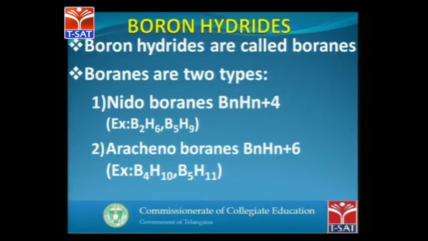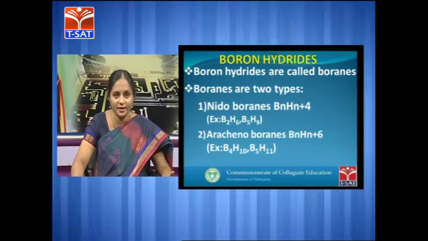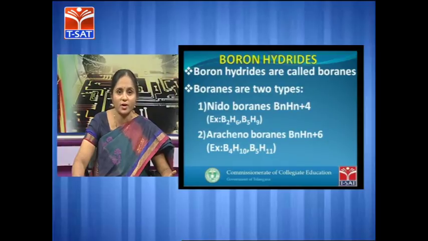Aluminium with hydrogen are called aluminium hydrides or alanes. But the important point is boron hydride, borane, which is very, very important. These boranes, depending upon the molecular formula and stability, are classified into two types: nidoboranes with molecular formula BnHn+4 and arachnoboranes with the molecular formula BnHn+6. This is very important because nearly 20 to 30 boranes are there.